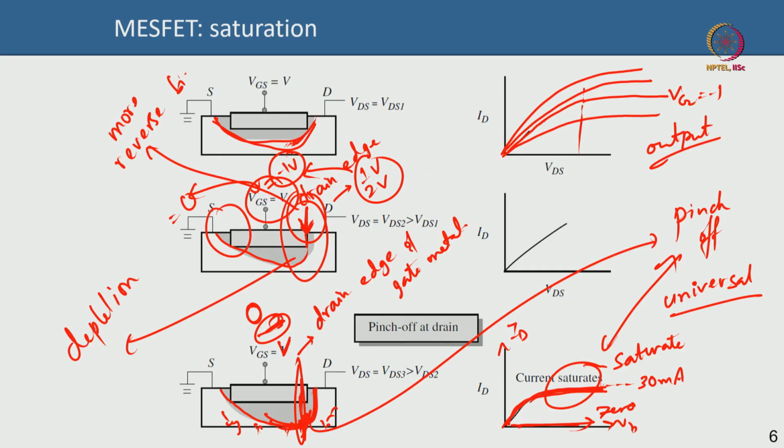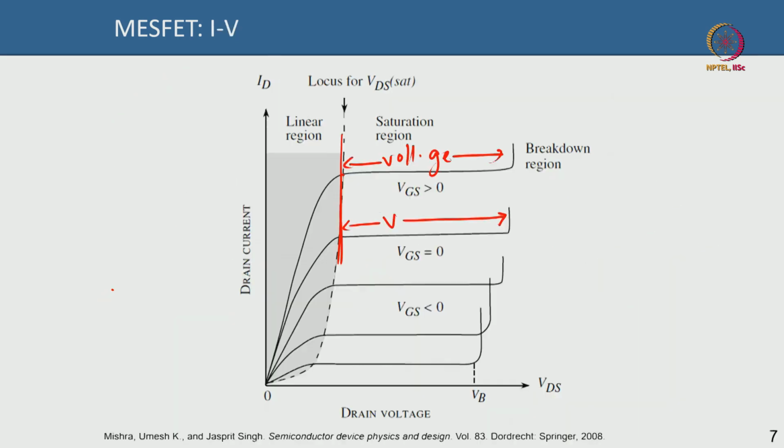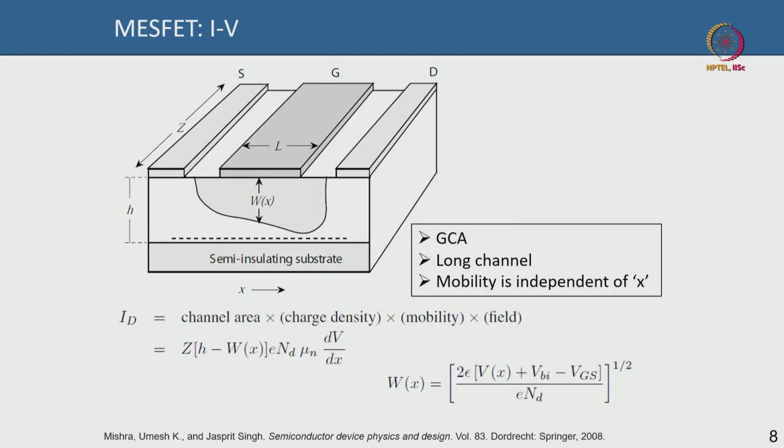The current saturates once your drain is pinched off, not the gate. So the current will saturate here. This image is taken from the book by Professor Umesh Mishra and Jasprit Singh, it is a very good book. You can see that if we take a long channel device where L is a few microns, for instance, this is not very useful for microwave devices, but to understand the physics of the device it is okay to take it as a long channel device.